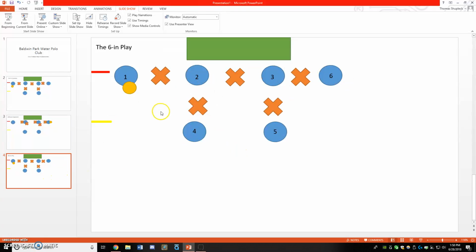Okay, so the next thing we're going to go over is the 6 in, which is the one play I've shown you, and it's the most powerful play, I would say, on 6-on-5. It's done at the Olympic level, the collegiate level, and high level high school level. So all it is, the 6 has the ball, and they move the ball into the 2.